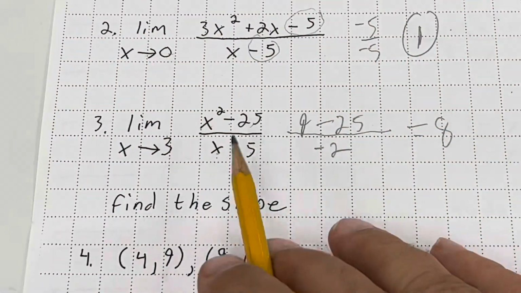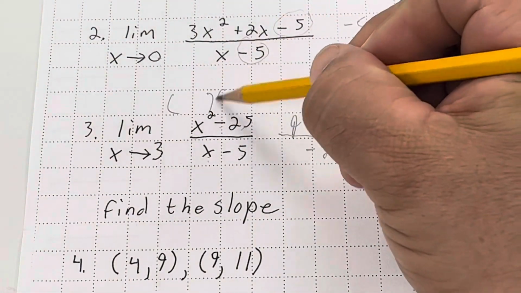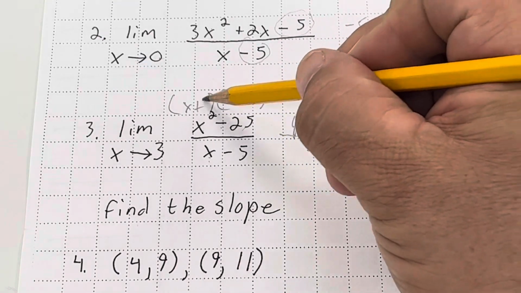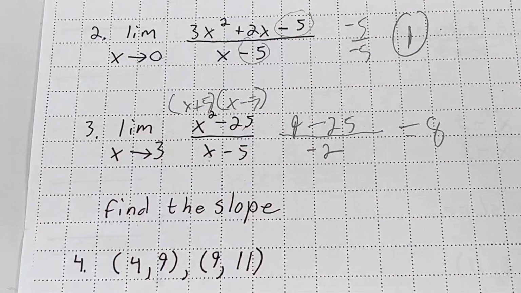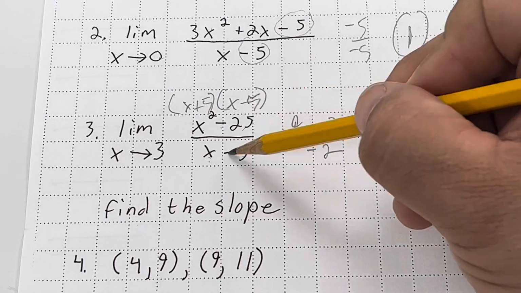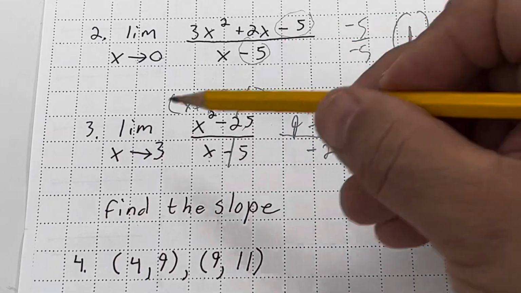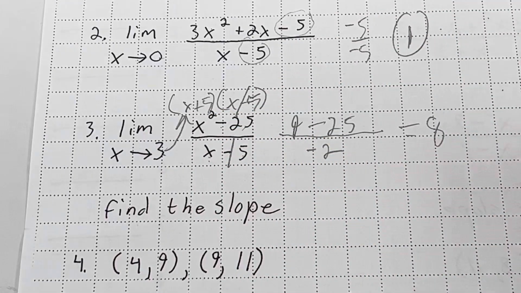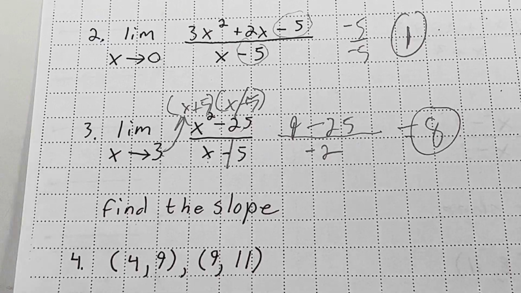Another way of doing it is simplifying this. I know that this will factor into x plus 5 and x minus 5. And the x minus 5 and the x minus 5 will simplify. And then I throw the 3 into that. And it would be 3 plus 5, which would also be 8.